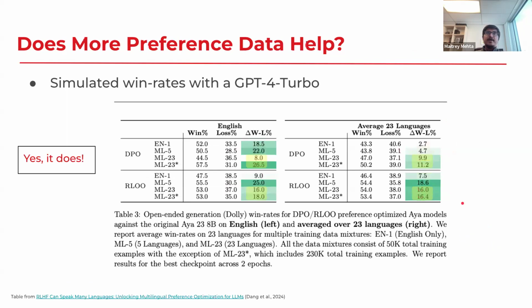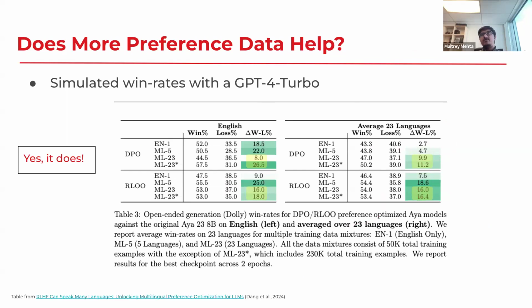The other thing that you might ask is, what if I increase the amount of data in the preference tuning mixture? And this is a very unsurprising result, right? More data always helps. So that is reflected in both these evaluation settings, right?